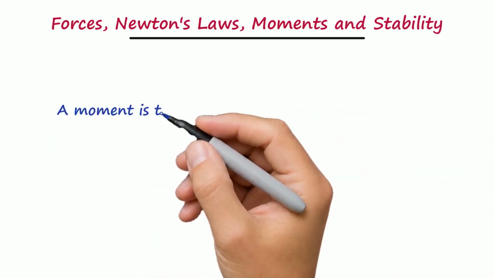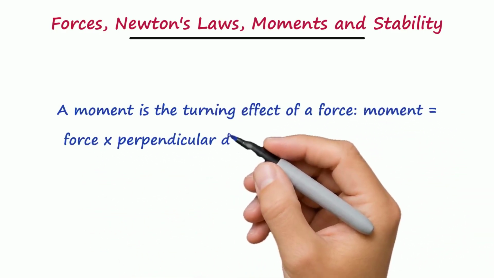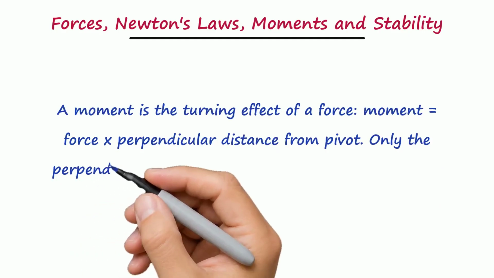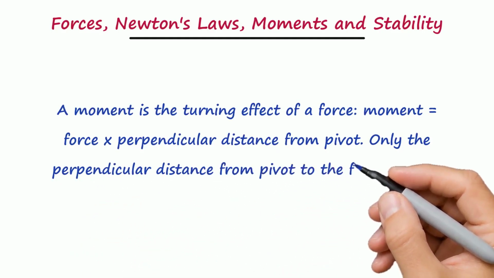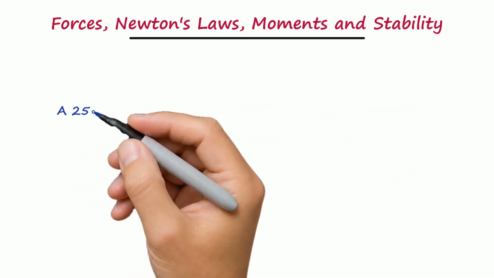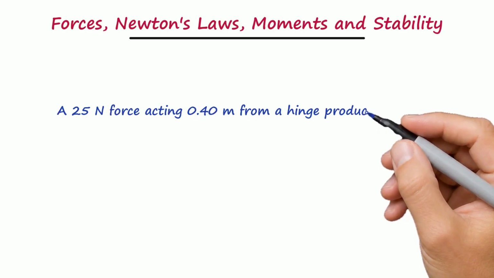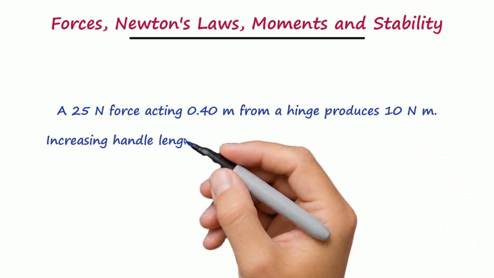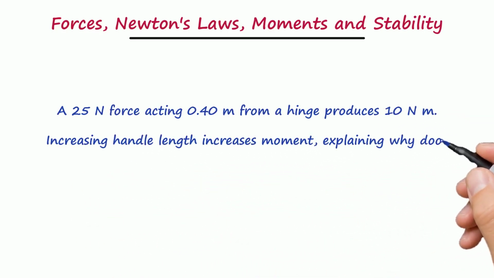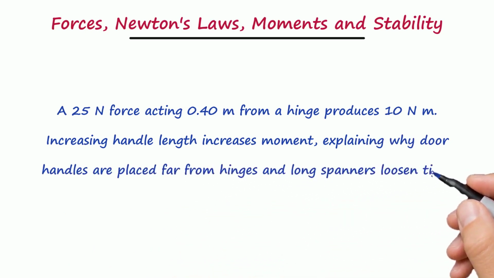A moment is the turning effect of a force. Moment equals force times perpendicular distance from the pivot. Only the perpendicular distance from the pivot to the force's line of action is used. A 25 N force acting 0.40 m from a hinge produces 10 Nm. Increasing handle length increases moment, explaining why door handles are placed far from hinges and long spanners loosen tight nuts.